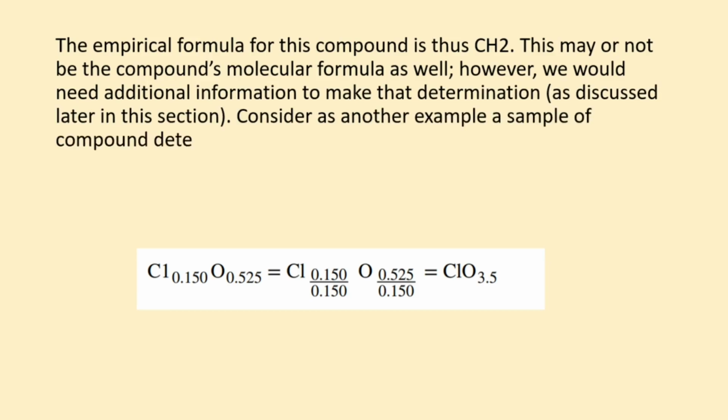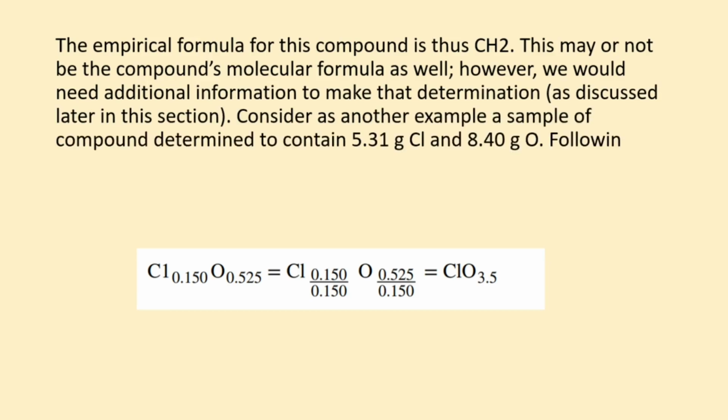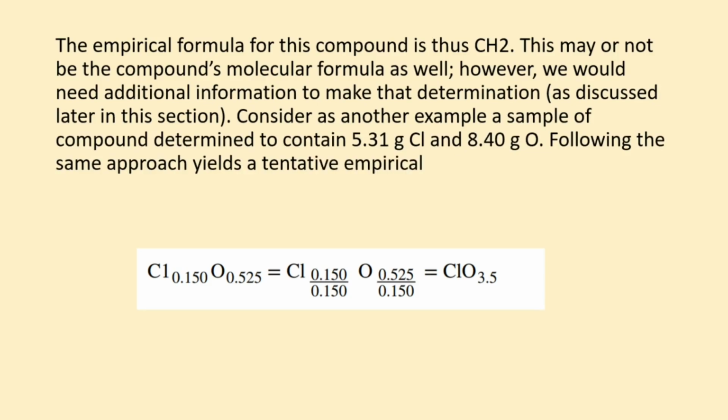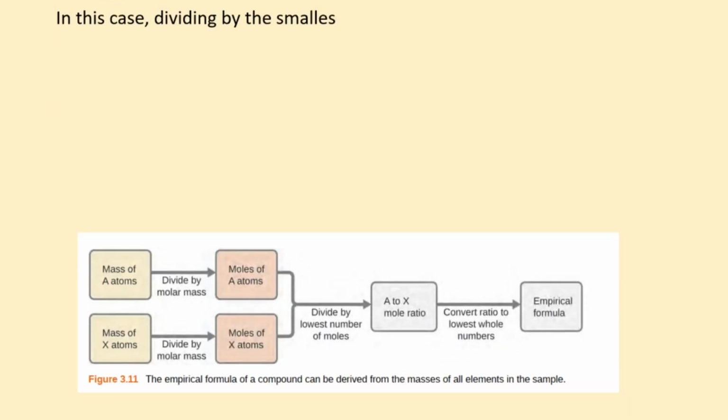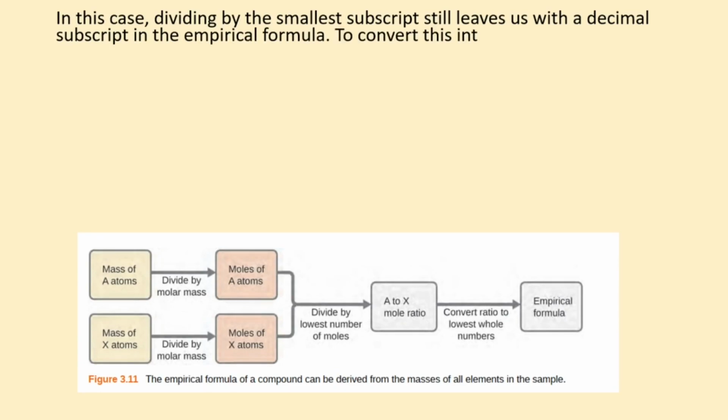Consider as another example a sample of compound determined to contain 5.31 grams Cl and 8.40 grams O. Following the same approach yields a tentative empirical formula. In this case, dividing by the smallest subscript still leaves us with a decimal subscript in the empirical formula. To convert this into a whole number, we must multiply each of the subscripts by 2, retaining the same atom ratio and yielding Cl2O7 as the final empirical formula.